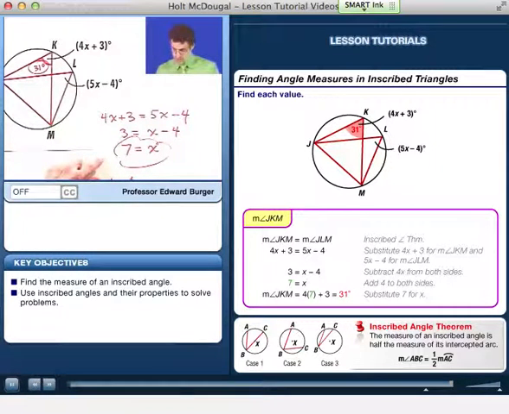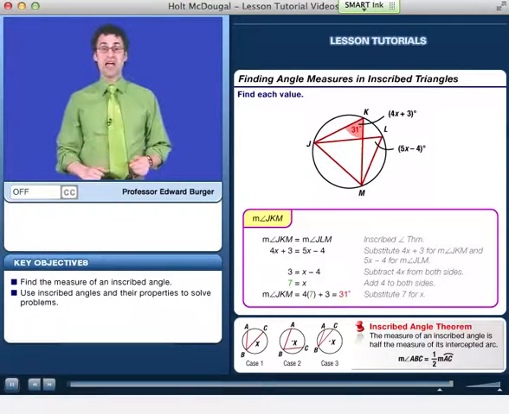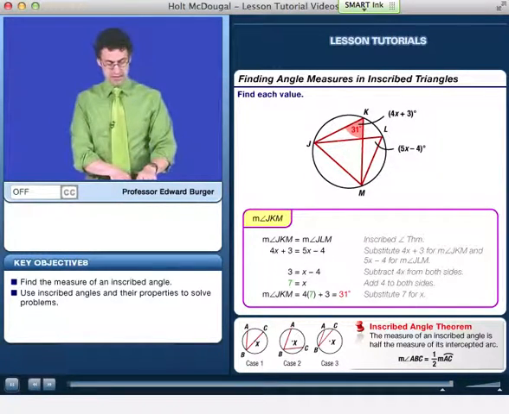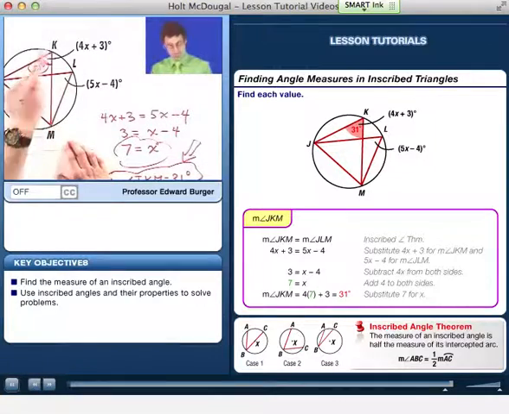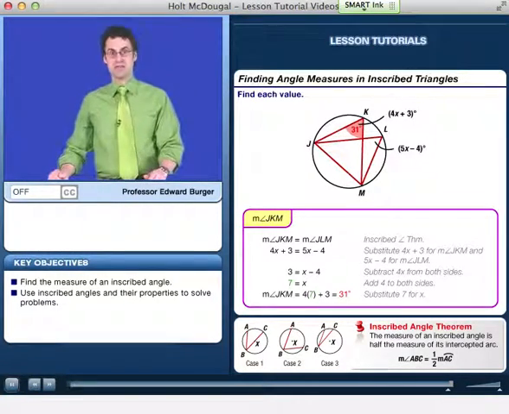So the measure of angle JKM equals 31 degrees. Again, you can see the beautiful structure of chords and interior angles. And in the very special case, when in fact this line actually is a diameter, we know that interior angle has to be 90 degrees.